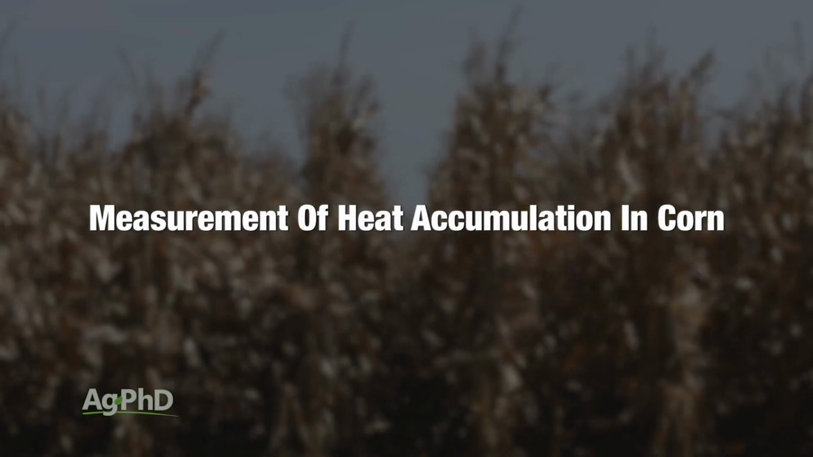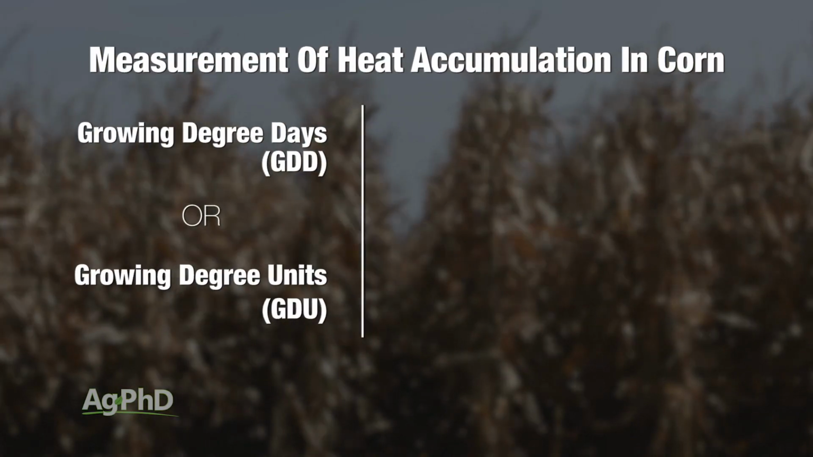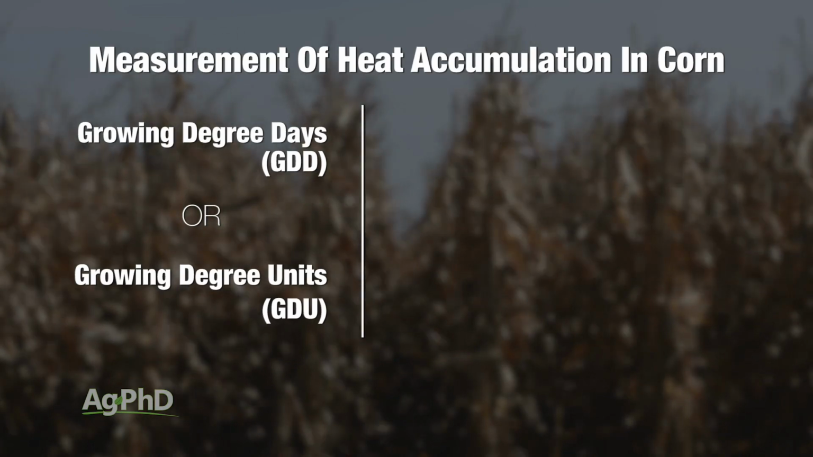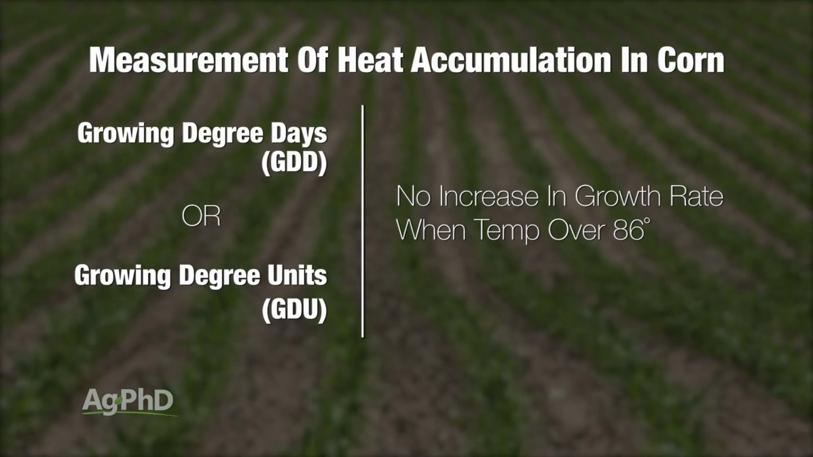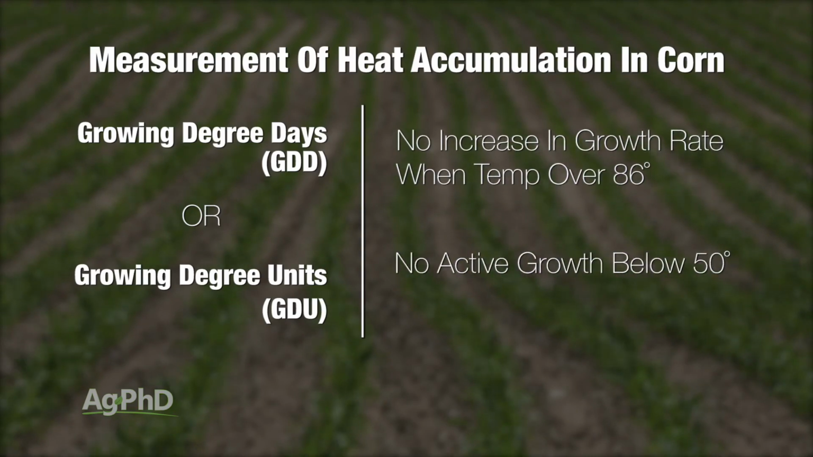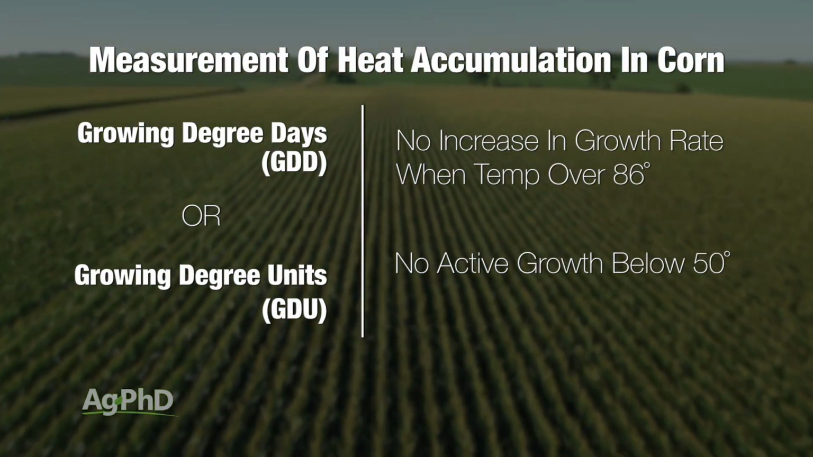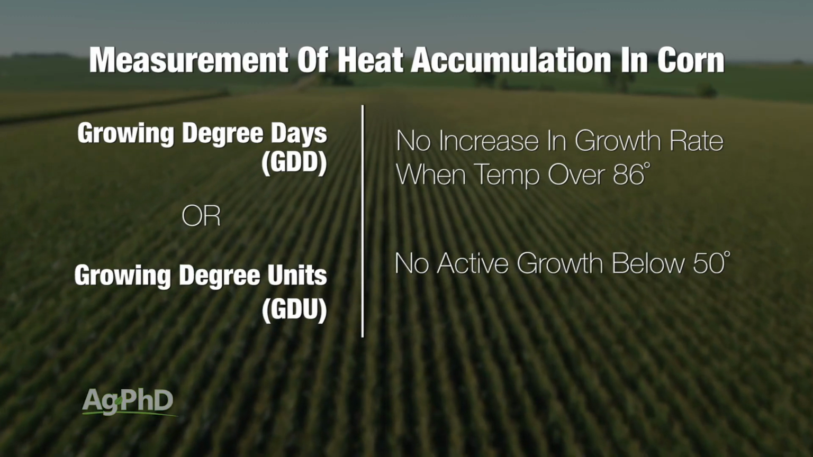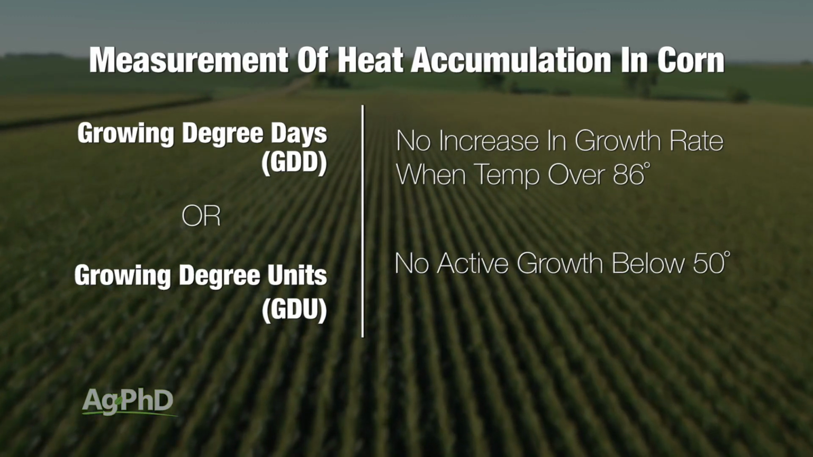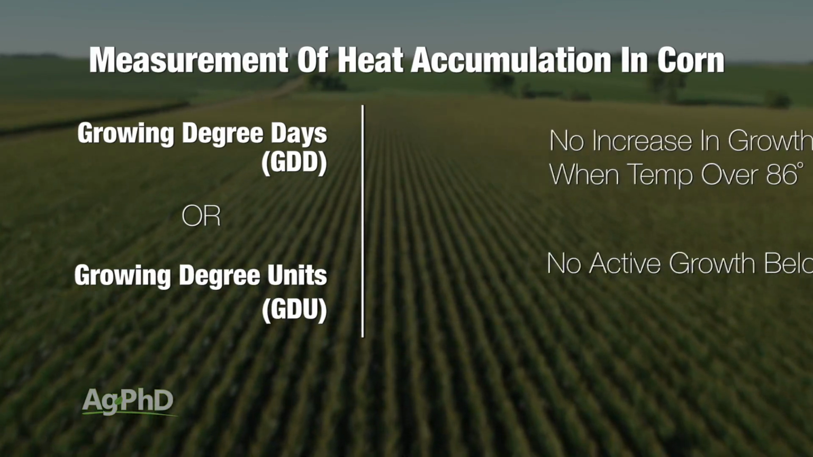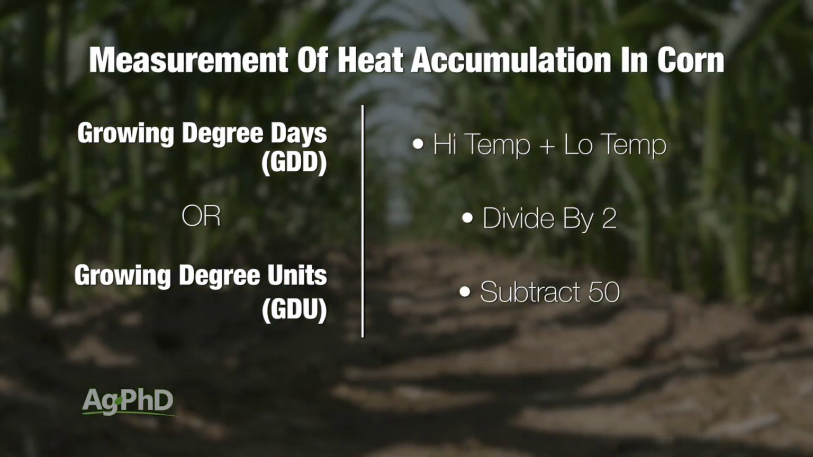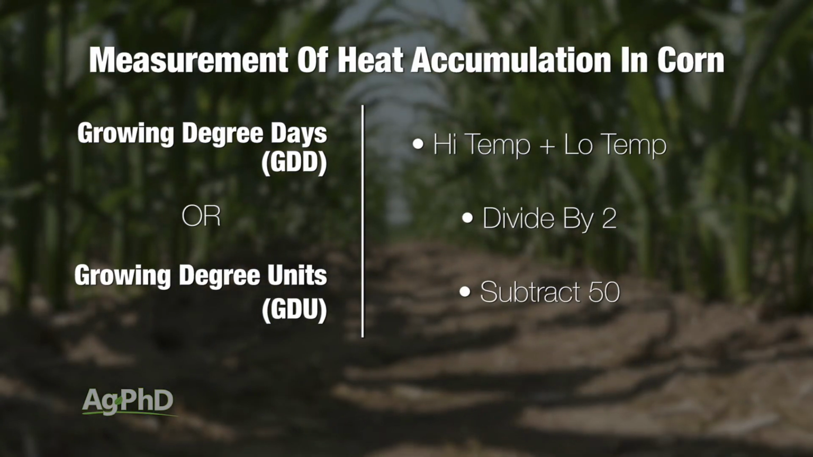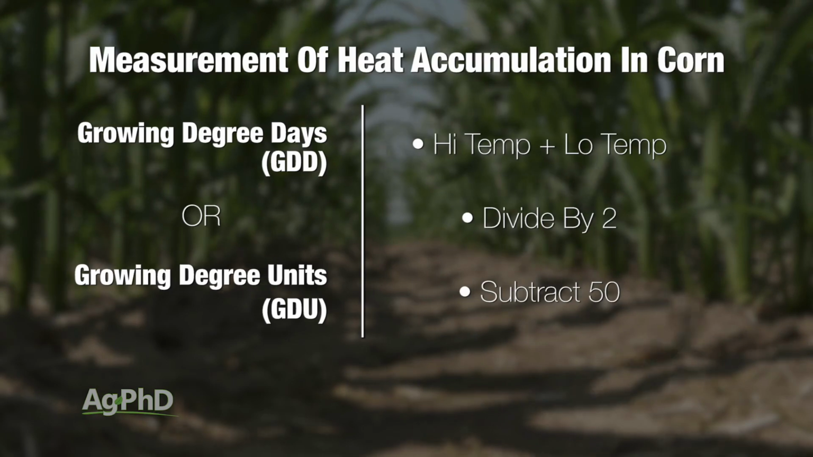In order to measure exactly how much heat a corn plant has had to reach maturity, there is something called growing degree days or growing degree units. What they found in corn is that if the temperature gets over 86 degrees, then the corn plant doesn't really advance any faster than if the temperature is exactly 86 degrees. By the same token, below 50 degrees, we're really not finding any real active growth. So what they use for growing degree units or growing degree days is: 86 caps the high, 50 caps the low, and all you're doing each day is taking the high temperature plus the low temperature, dividing that by 2 and subtracting 50. That's giving you your growing degree days or growing degree units.